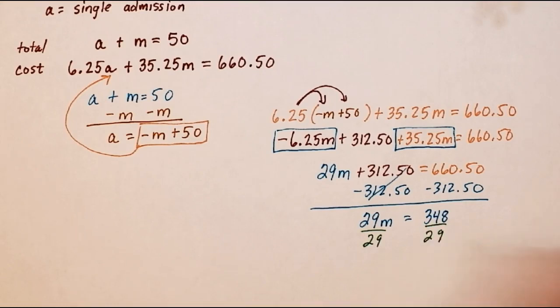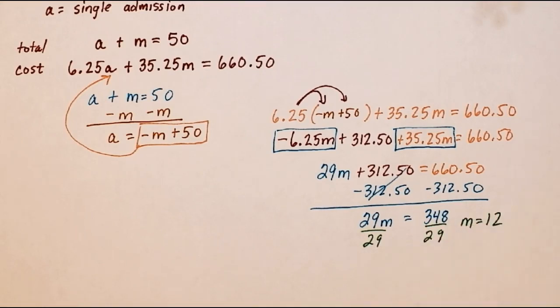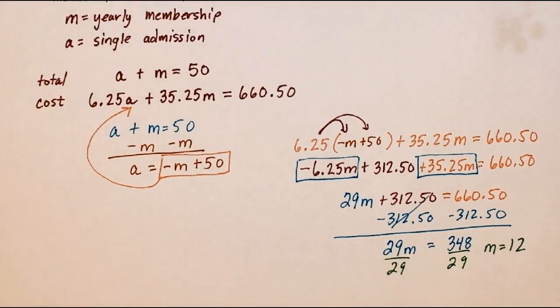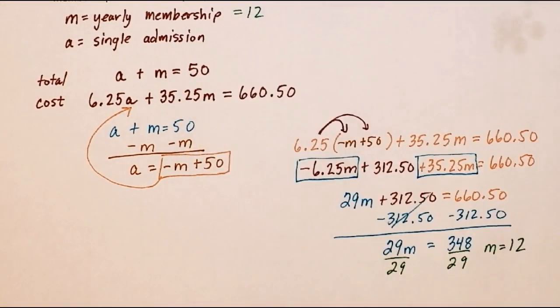So now in order to get M by itself, we're going to divide both sides by 29. When we divide by 29, we get M is equal to 12. So that means that the number of yearly memberships that this nature center sold was equal to 12.